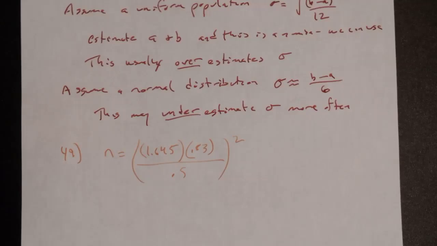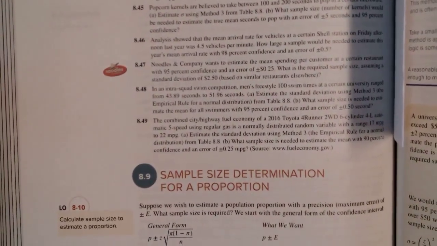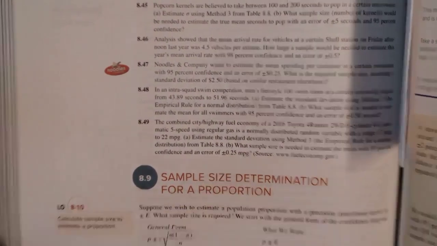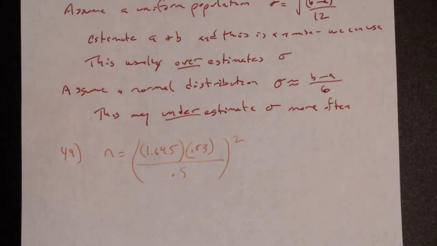We have 0.5 again. That was the margin of error requested in the problem. Wow. Hang on a second. Oh, I misread it. Stop. It's not 0.5, it's 0.25. Got to write down the right number. It helps if I copy the book problem out of the book properly.